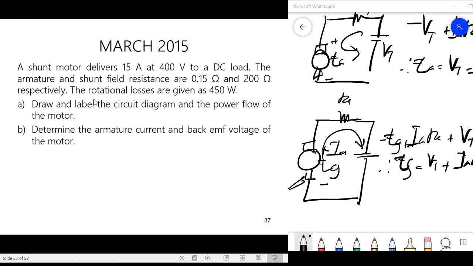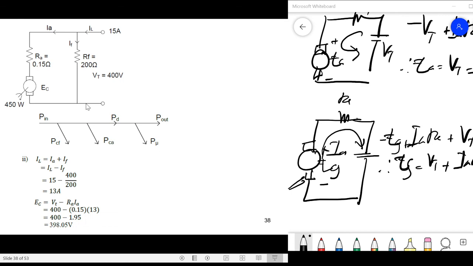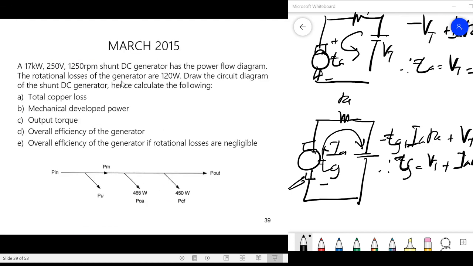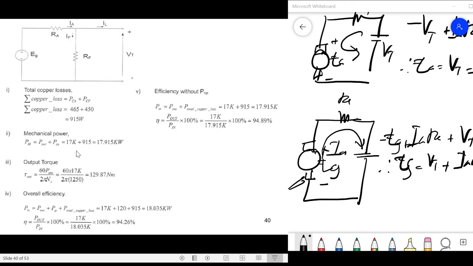Alright. So March 2015. Ini soalan EPO414 final ni. Shunt motor deliver 50 ampere 400 volt. Ni final. Tapi budak diploma. Sama je soalan diploma dengan degree sebenarnya. The armature shunt resistance 0.200 ohm. Draw and label the circuit and the power flow of the motor. Determine the armature current and back EMF of the motor. Look at the solution. Sebiji. March 2015. Benda yang sama. Ada solution? Ada solution. So budak degree sepatutnya lagi boleh study lah.